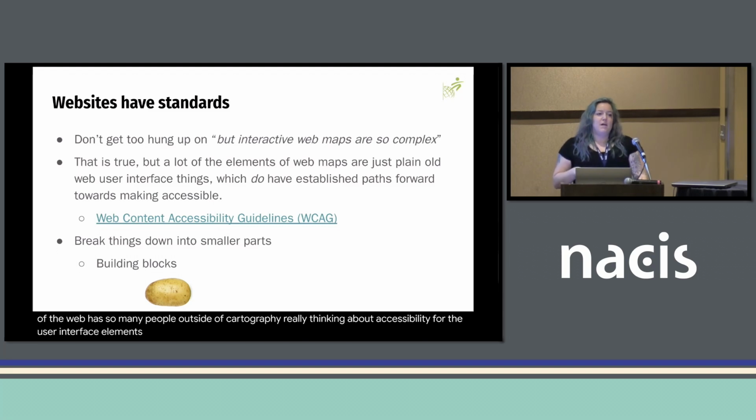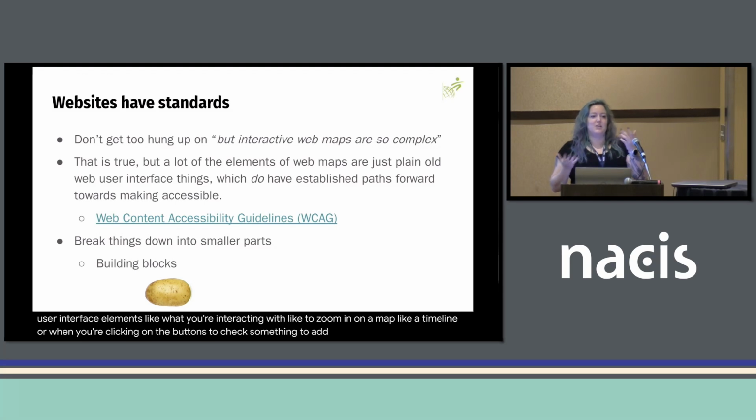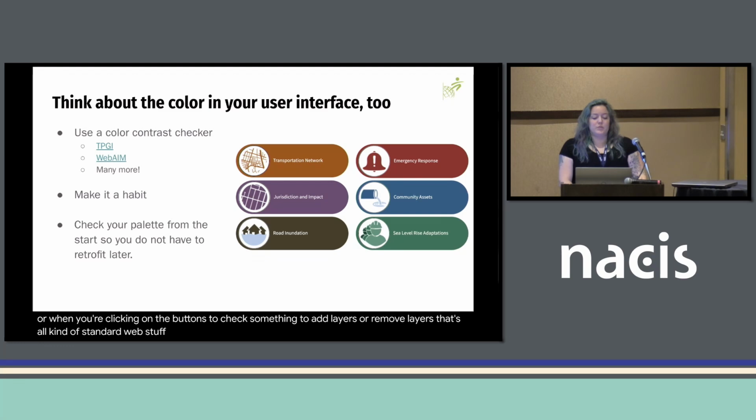for the user interface elements, like what you're interacting with, like to zoom in on a map, like a timeline, or when you're clicking on the buttons to check something, to add layers, or remove layers. That's all standard web stuff. So you just need to be thinking about that web stuff and define it as part of the map too.